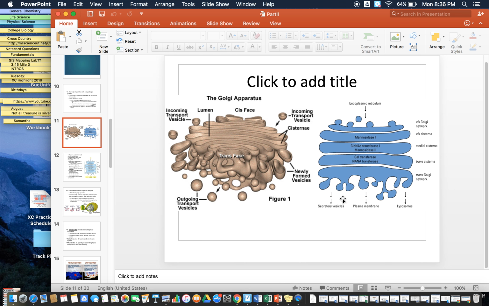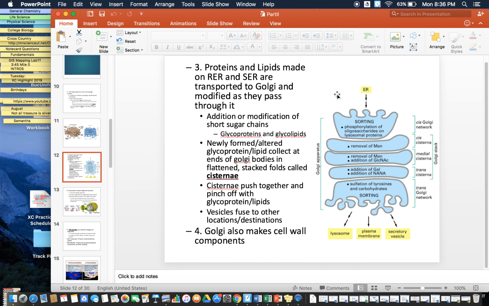So proteins and lipids made on the rough ER and smooth ER are transported to the Golgi and then modified as they pass through it by all these different enzymes that either remove mannose, I think that's what it is, I'm not sure, or add glycoproteins. So addition or modification of short sugar chains, glycoproteins, glycolipids.